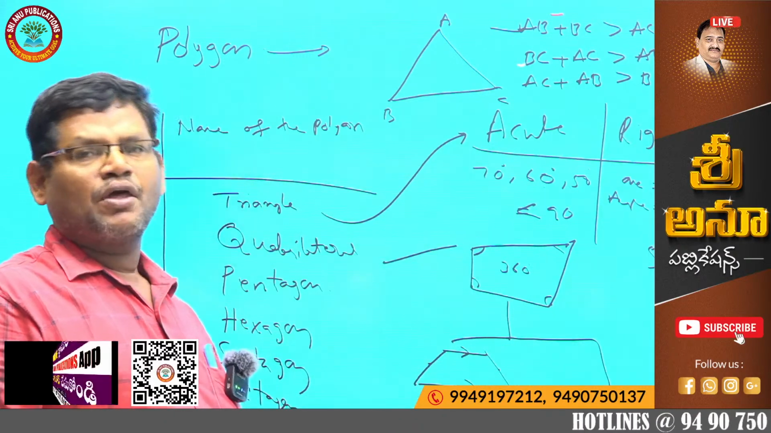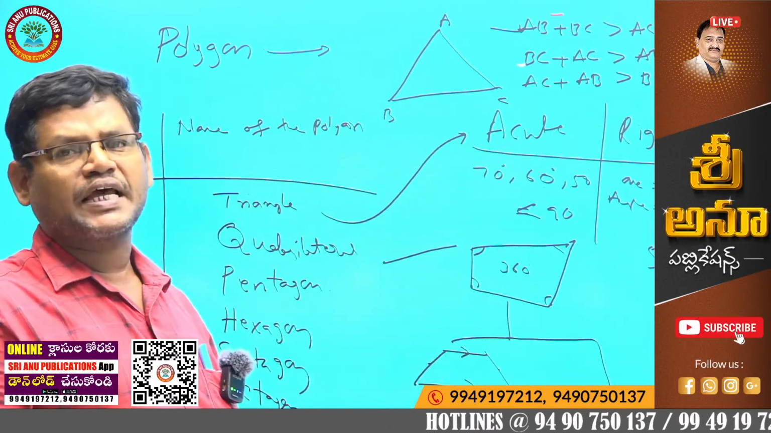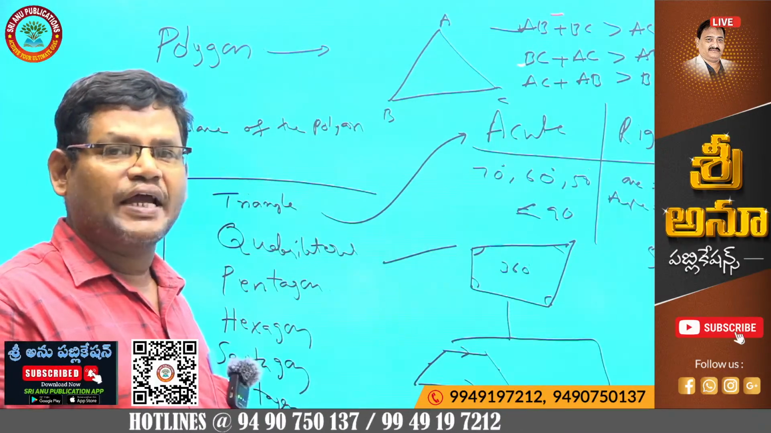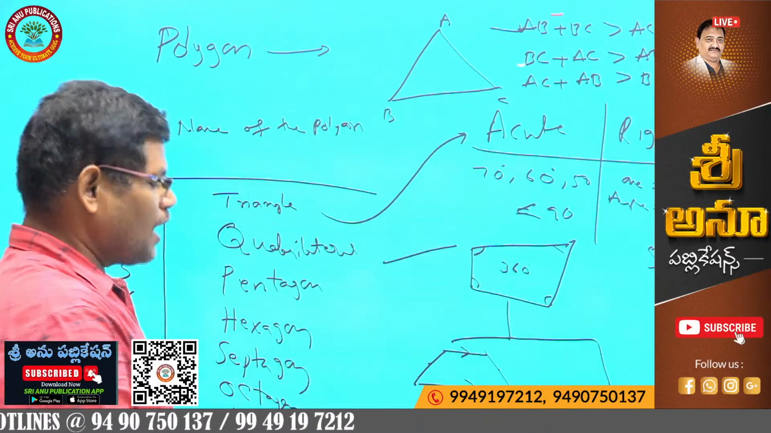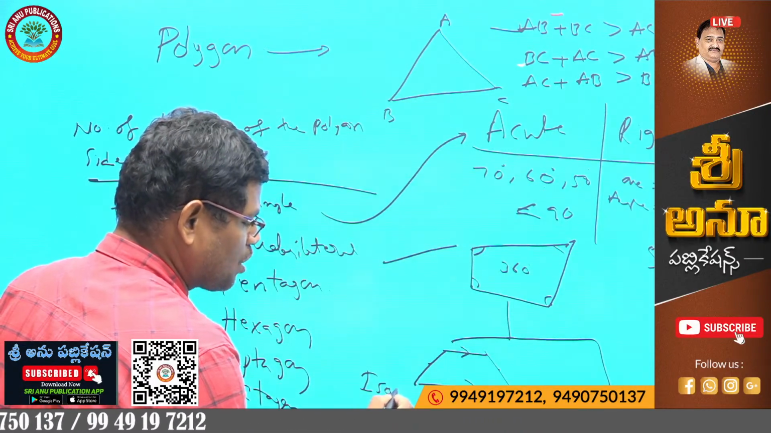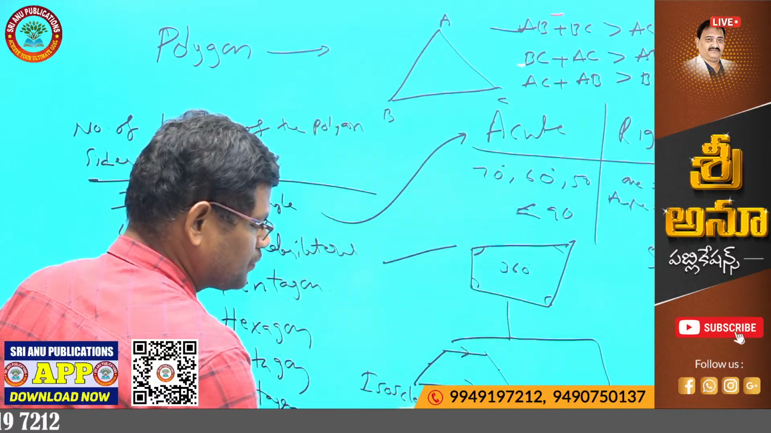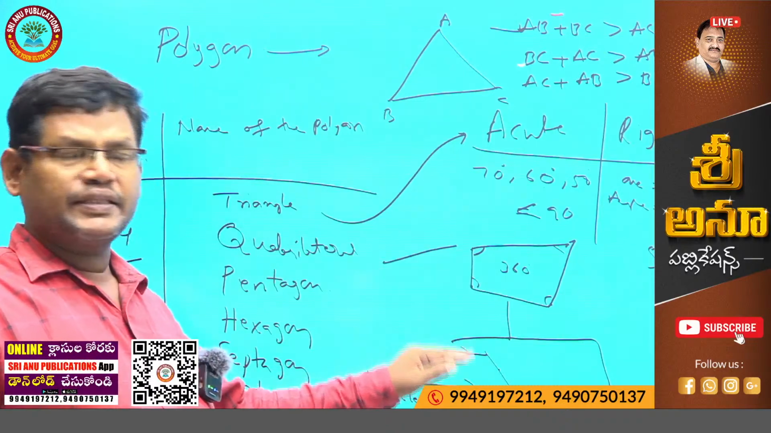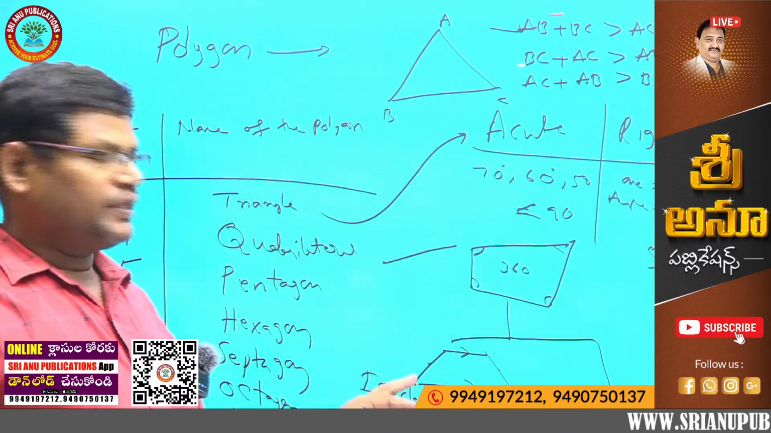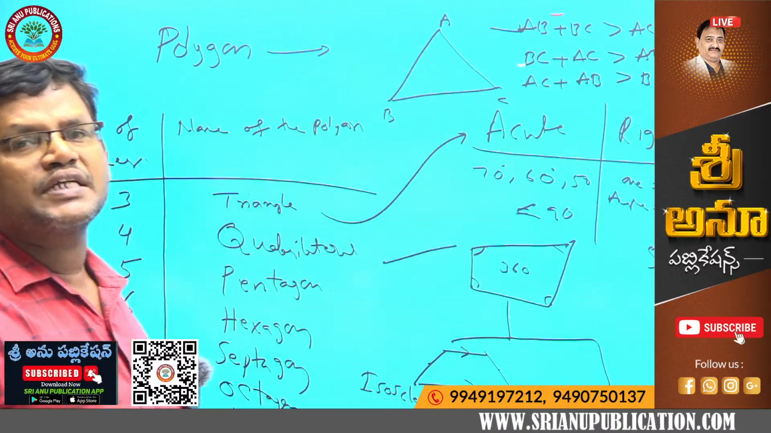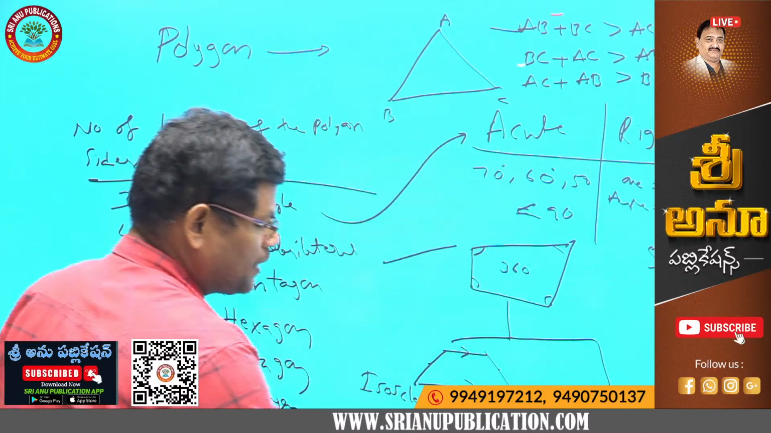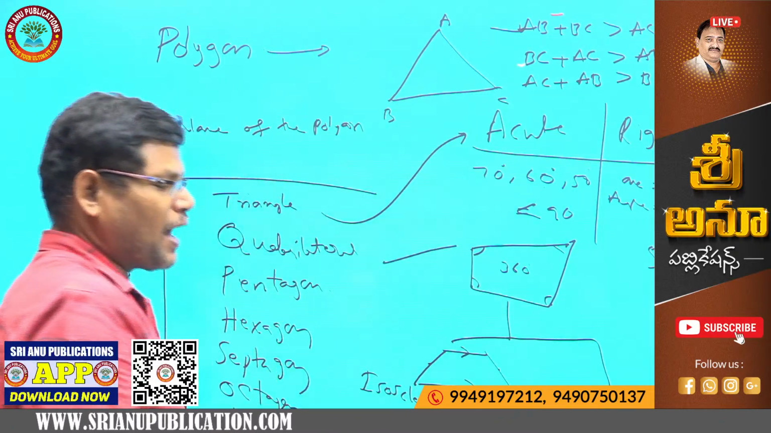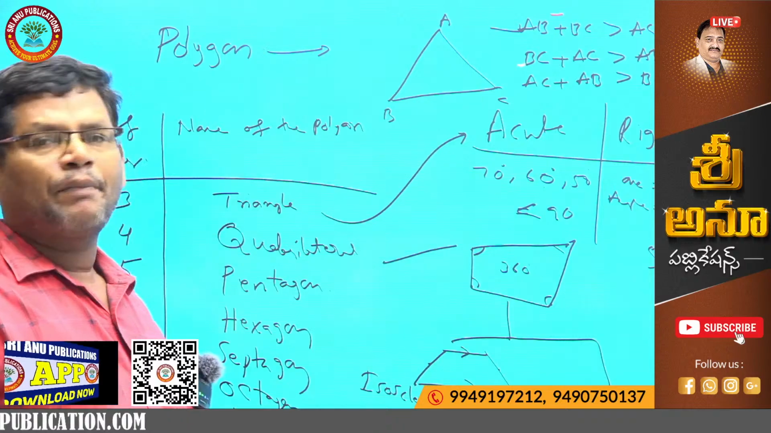In the trapezium, one pair of opposite sides is parallel and the other two sides are non-parallel. If the non-parallel sides are equal, then it is called an isosceles trapezium. Suppose in the trapezium both pairs of opposite sides are parallel, then it is called the parallelogram.